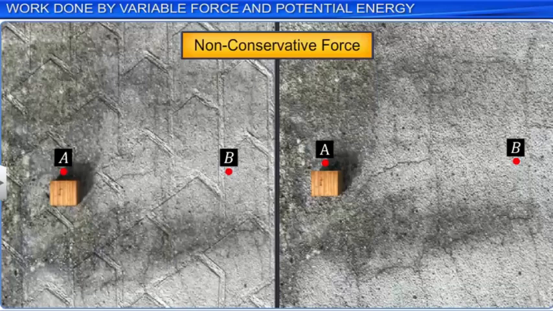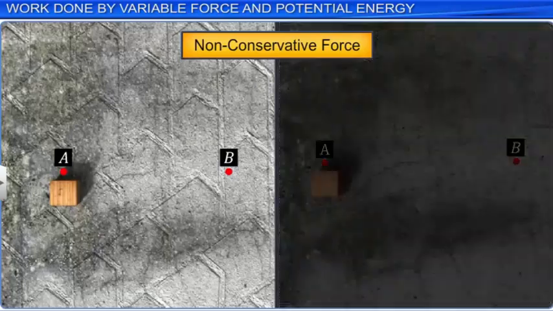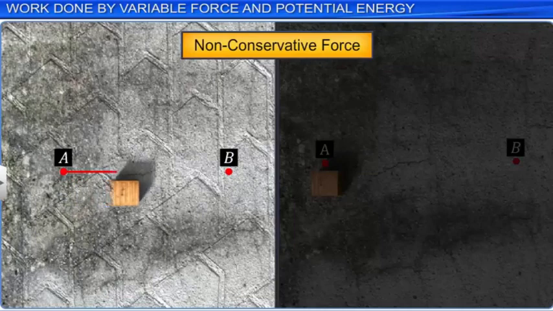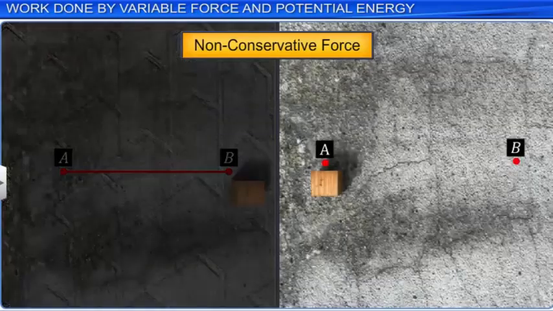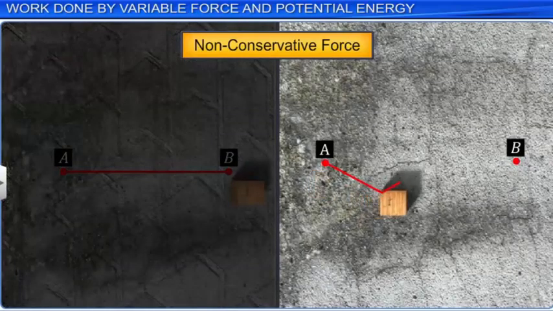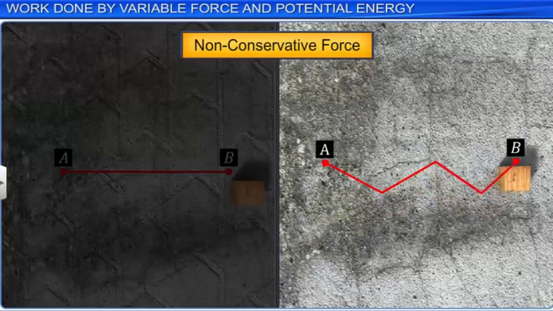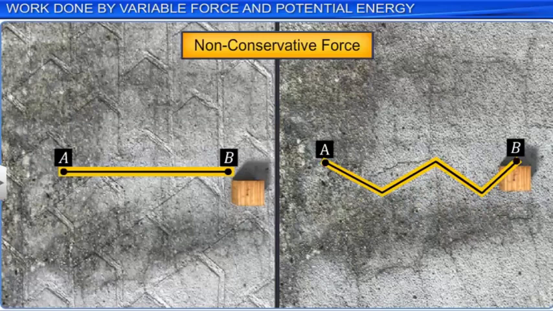Consider a box placed on a rough surface and moved through different positions A and B in different paths. In the first case, the box is moved along a straight path from A to B as shown. In the second case, the box is moved along a zigzag path from A to B as shown. The distance travelled is different in both cases. Hence, the work done to overcome the friction in both cases is different and is dependent on the path followed. Thus, friction is a non-conservative force.